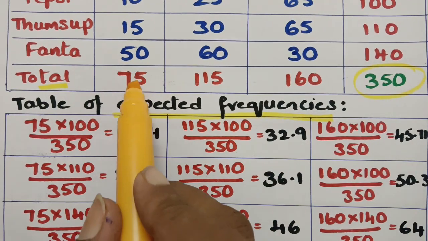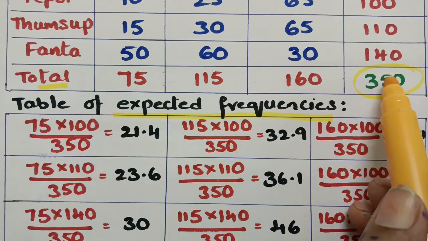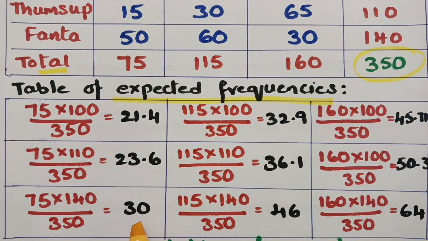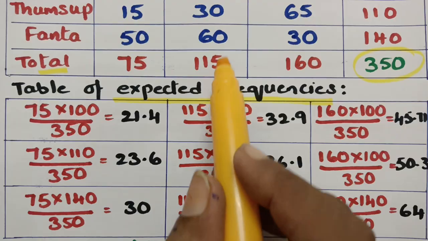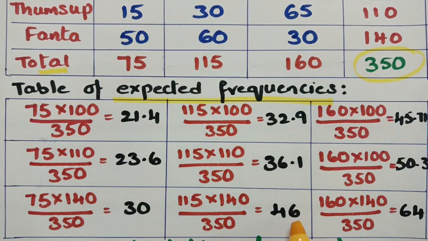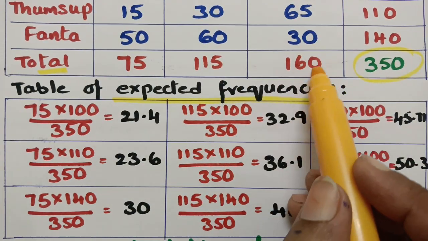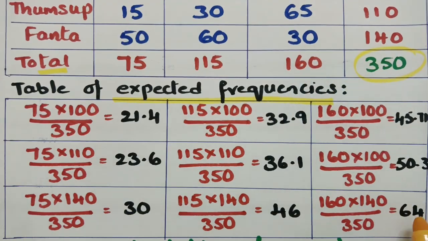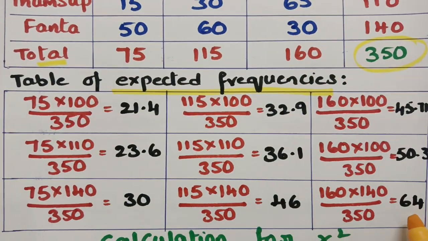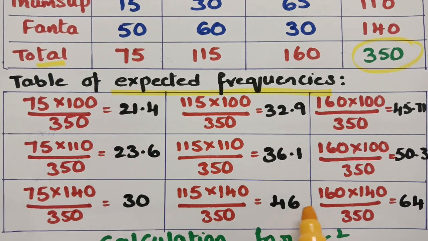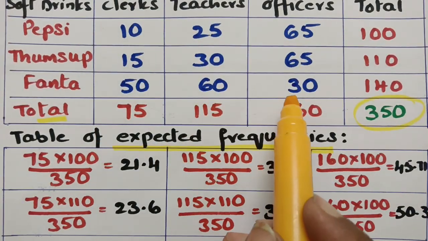And for this one, 75 into 140 divided by 350, the value here is 30. For this position, 115 into 140 divided by 350, the value here is 46. This is 160 into 140 divided by 350, the value here is 64. So these are all the expected frequencies, and these are all the observed frequencies.